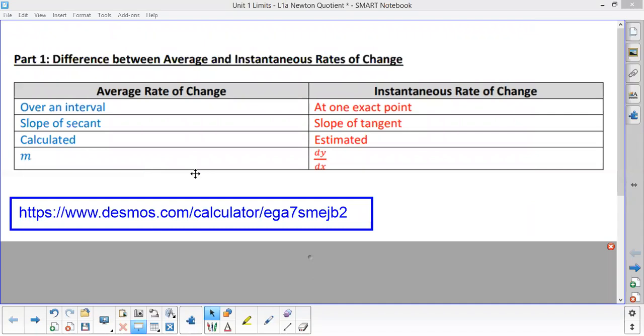So we talked about the differences between average rate of change and instantaneous rate of change. And today we're really going to look at the difference between the slope of the secant as well as the slope of the tangent for instantaneous rate of change, and the definition of the slope of a secant line versus the derivative of the tangent line for instantaneous rate of change.